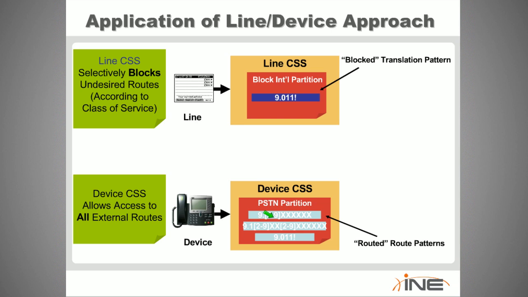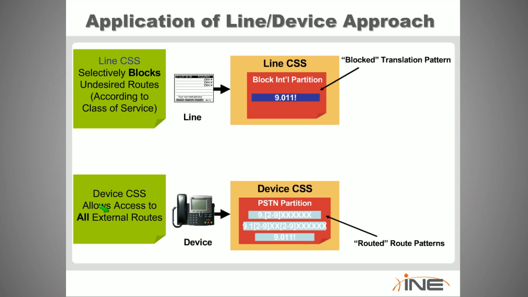Then if we just allowed something at the line, the concatenation would be allowing, let's say, local here, and also allowing it at the device, but we're also allowing long distance and international, so we would be allowing them to call anywhere. So we can't just allow them to call somewhere at the line and consider that class of restriction. It won't block them from anything because the device allows everything.